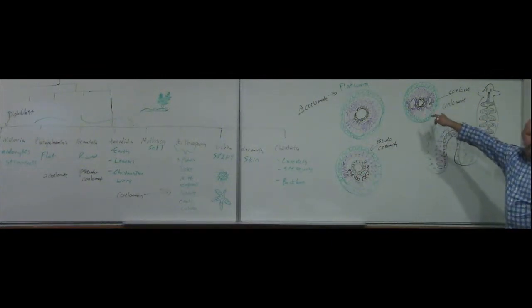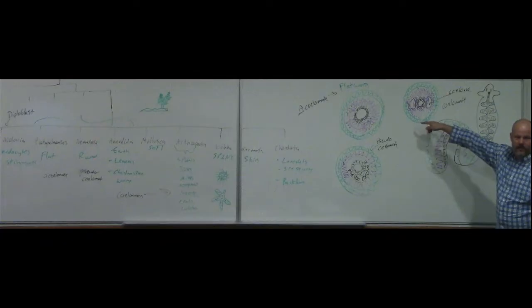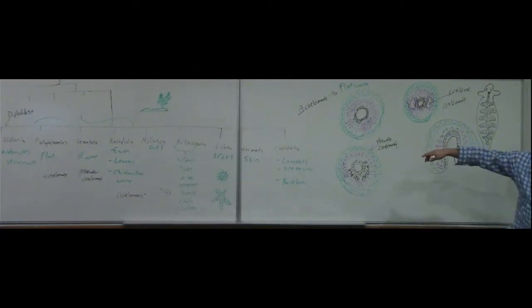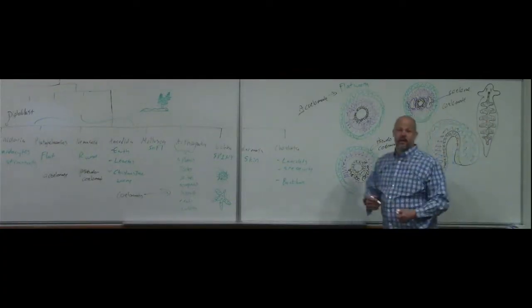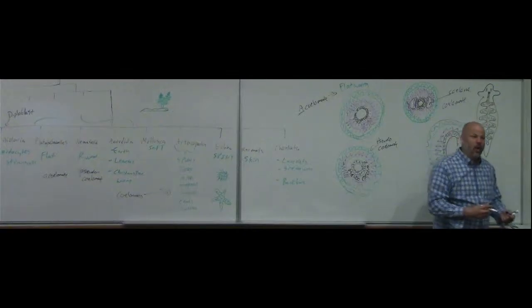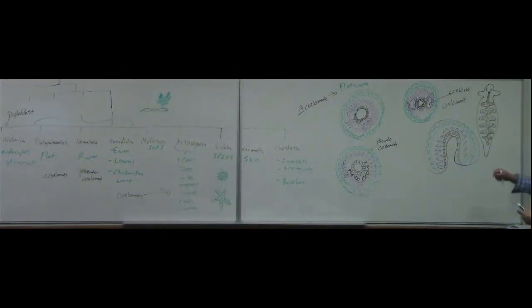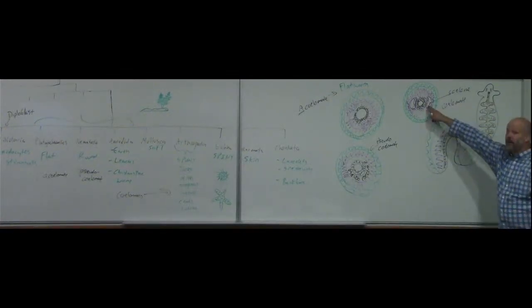Now the question is, what is this? Other than saying it's a coelom, who cares? But what does a coelom do? A coelom is where your organs develop. It's where your kidneys, your intestines, your pancreas, your liver, all those things develop inside of this. Does that make sense?